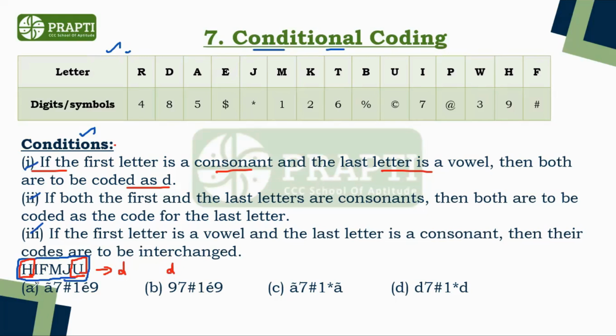So now just go with the option verification here. Option A doesn't have D here. Option B same. Option C the same. But option D has the first letter and the last letter as D, which is what we need. Am I right? So with respect to option verification, we can conclude that option D is the answer.